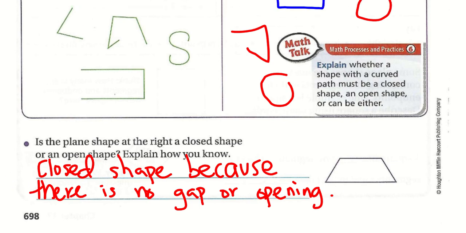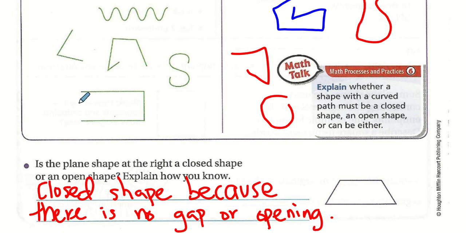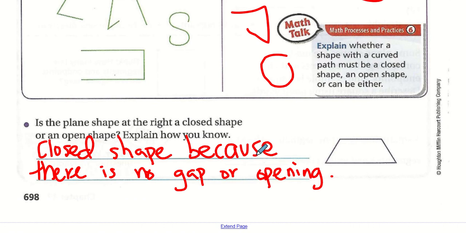Okay, if you look up here at their examples earlier of open shapes, you can get into the middle right here without crossing a line. You can get into this shape without crossing a line. You can get in here or in here without opening or crossing through a line, so that means they are open shapes. The one down here, you would have to cross one of the lines, which means a closed shape. So, closed shape because there's no gap or opening. Make sure you have that written down, and then go ahead and look at the next page.